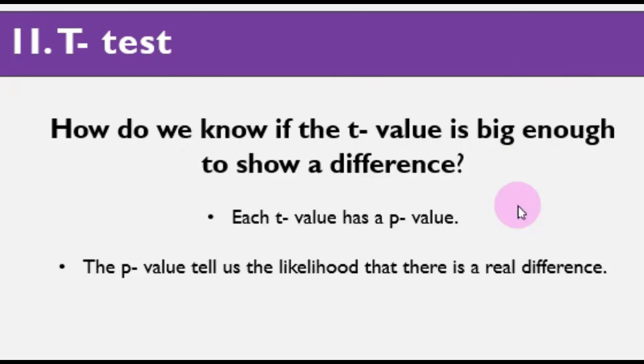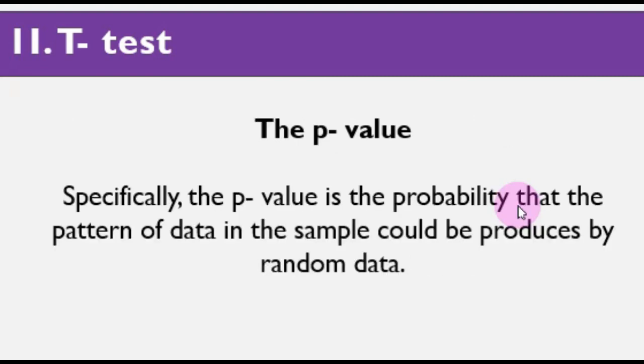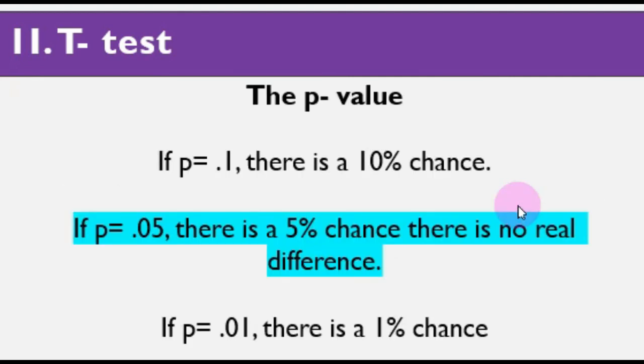Okay? So, how do we know if the p-value is small enough to show a difference? Each t-value has a p-value. Okay? The p-value tells us the likelihood that there is a real difference. So, specifically, the p-value is the probability that the pattern of data sampled could be produced by random data. So, this is an example of p-value na ginagamit natin, which is the 0.05. There's a 5% chance that there is no real difference. Okay?